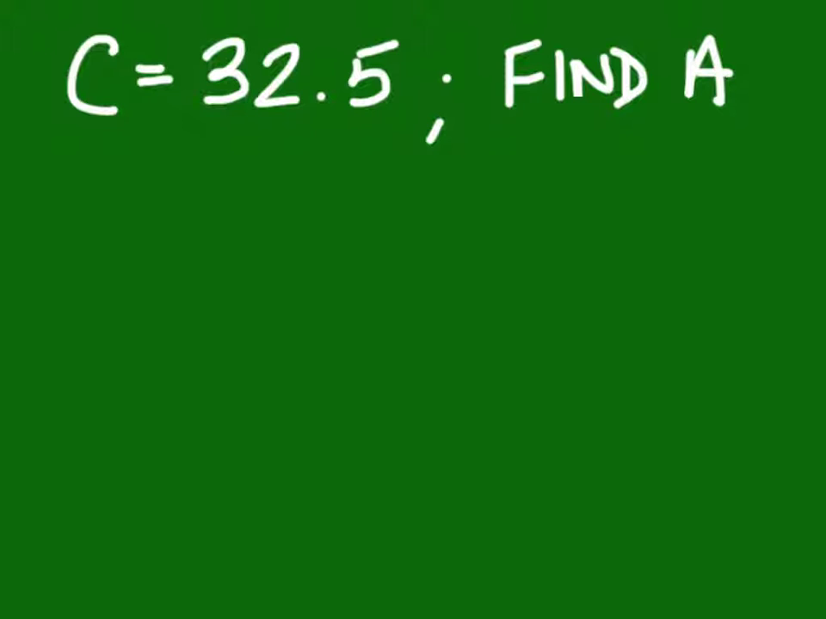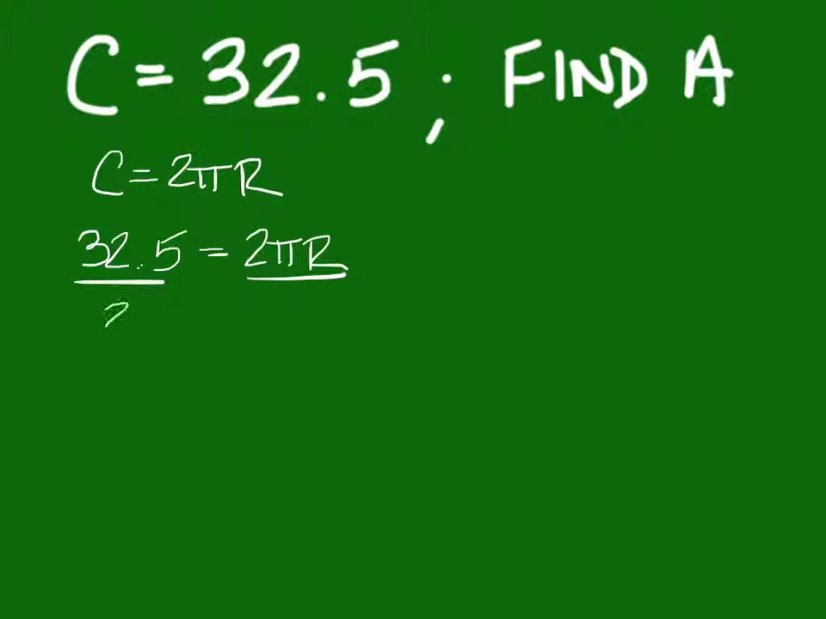You're starting with circumference, and that's c equals 2 pi r. So substitute in 32.5 for c and set it equal to 2 pi r. Divide both sides by 2 pi, and they will cancel out on the right, leaving you with 32.5 over 2 pi on the left, and r on the right.